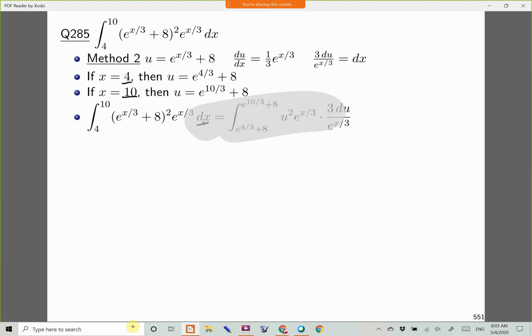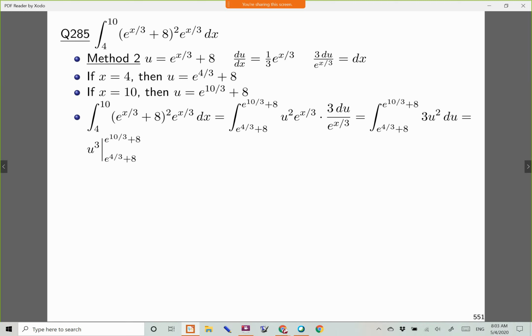So continuing this problem and writing this again now in the next step. So we do have a definite integral. By the way, we do have a definite integral set equal to a definite integral. There's no error of indefinite integral set equal to definite integral or anything like that. But we can cancel here the e to the x over 3's. Still the endpoints of integration are these funky numbers, e to the 4 thirds plus 8 to u equals e to the 10 thirds plus 8, of 3u squared du, and then anti-differentiating, you'll have a u cubed.